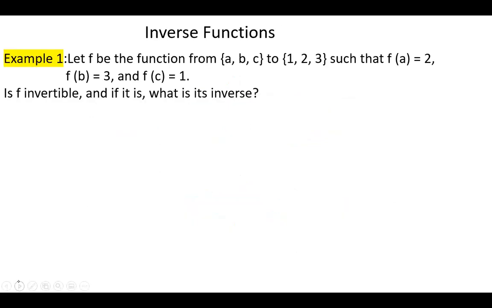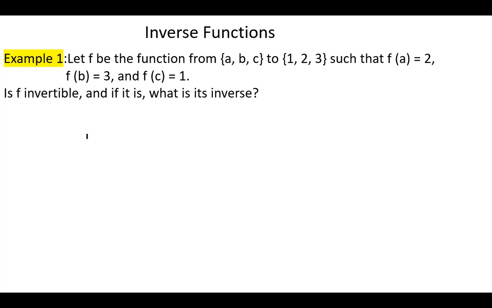Example 1. Let f be the function from {a, b, c, d} to {1, 2, 3} such that f of a equals 2, f of b equals 3, and f of c equals 1. Is f invertible? And if it is, what is its inverse?